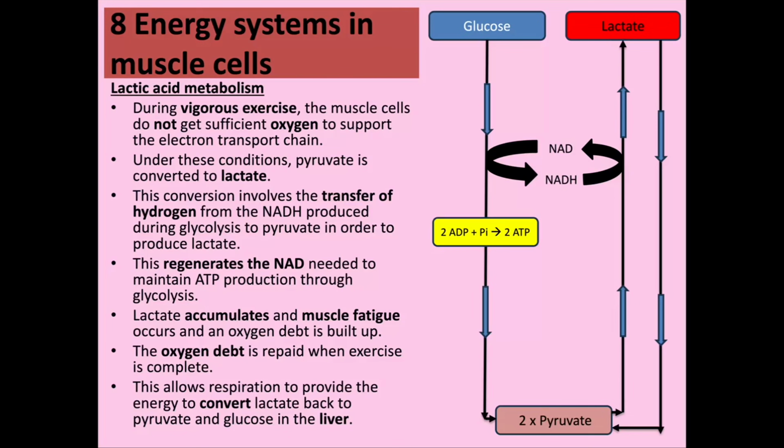Hello, folks. Welcome to lesson number 8 of Unit 1 of the Higher Human Biology course. Lesson 8, or topic 8, is all about energy systems and muscle cells. Okay, so we're going to be looking at lactic acid metabolism, and we're going to be looking at slow and fast twitch muscle fibers as well.